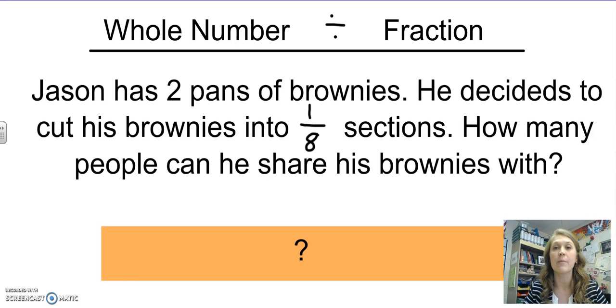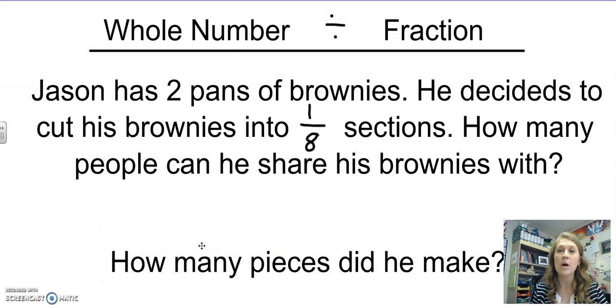It's important for us to remember when we're doing a whole number divided by a fraction that we're looking for how many pieces. We're looking for that total number of pieces that we create when we divide our whole number into fractions. So we're actually going to get a bigger number than what we started with, even though it's division.